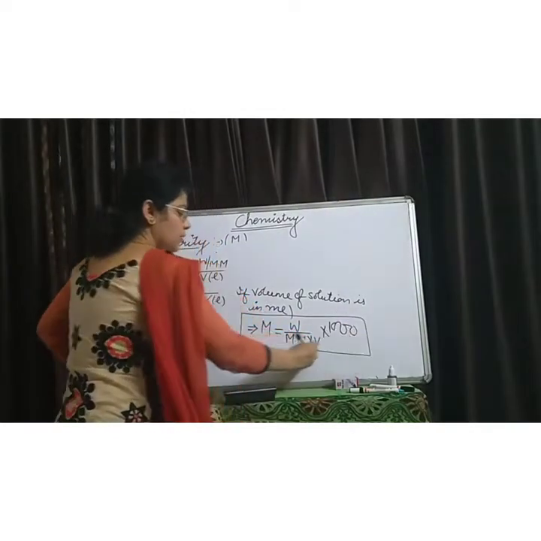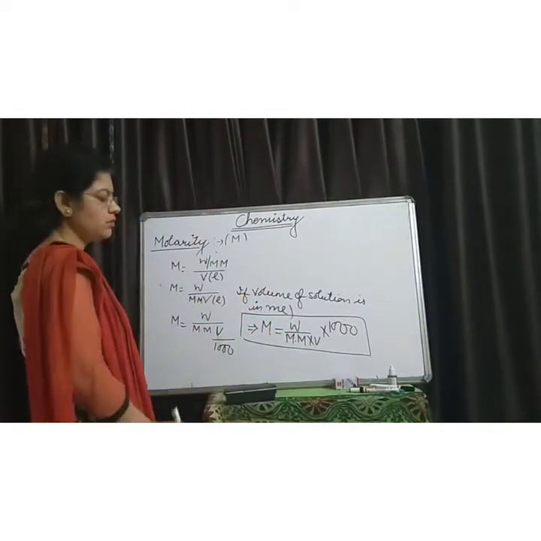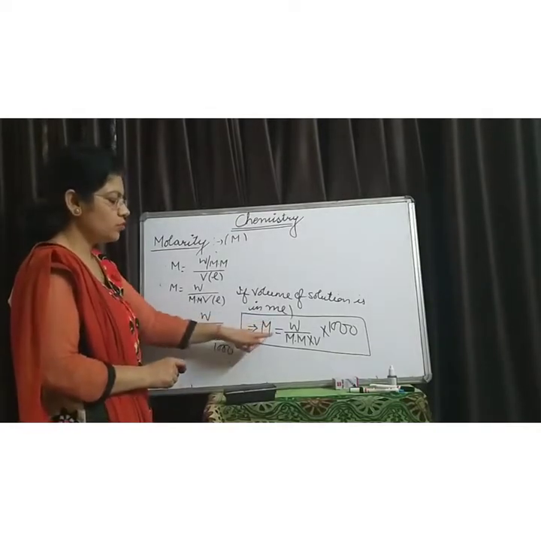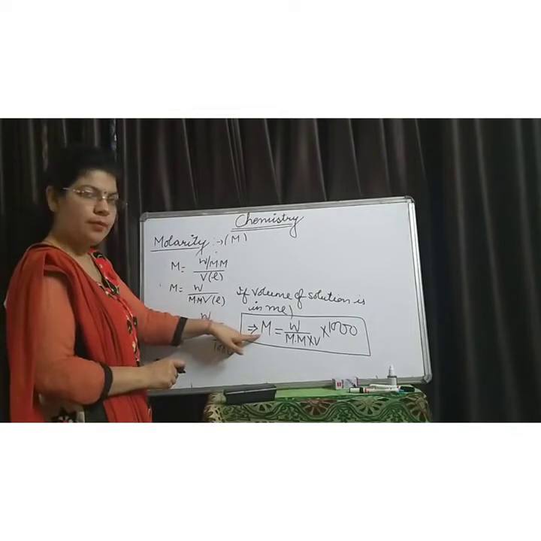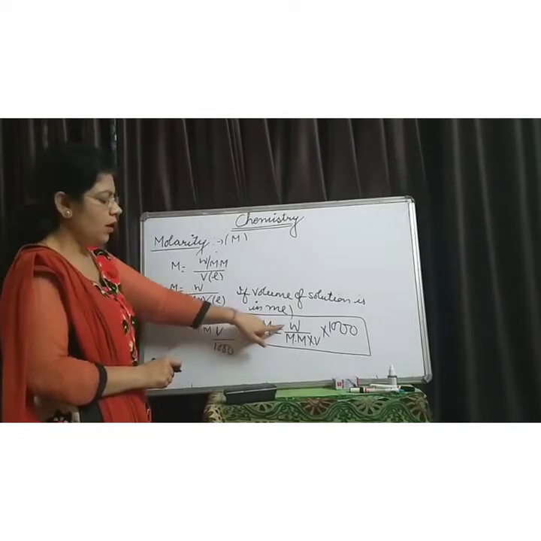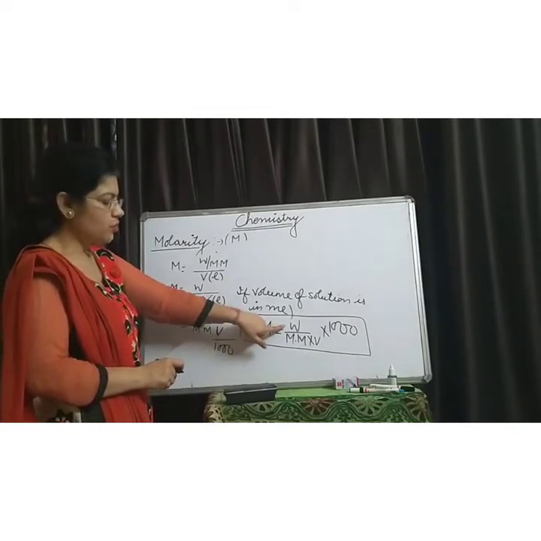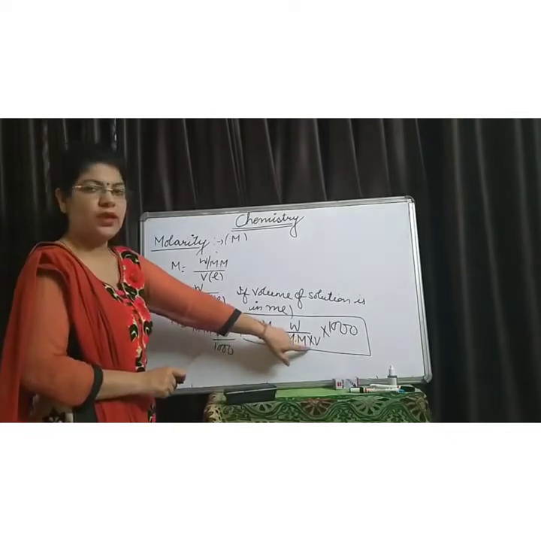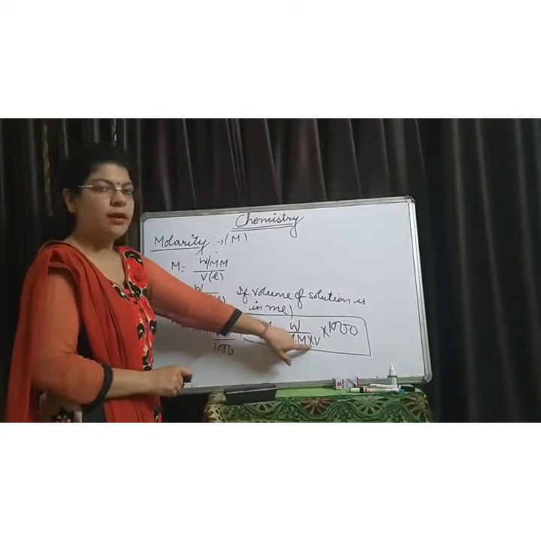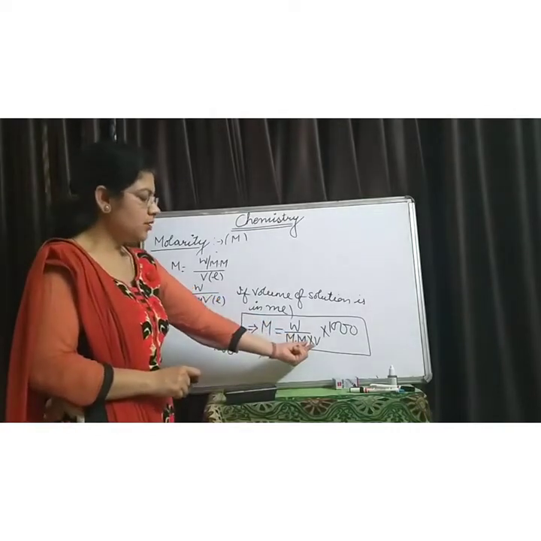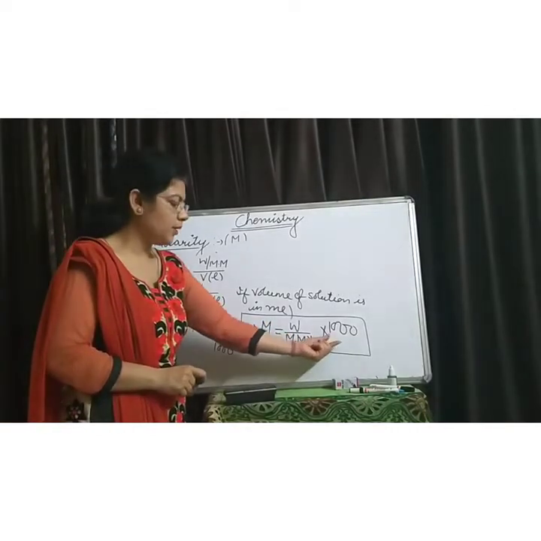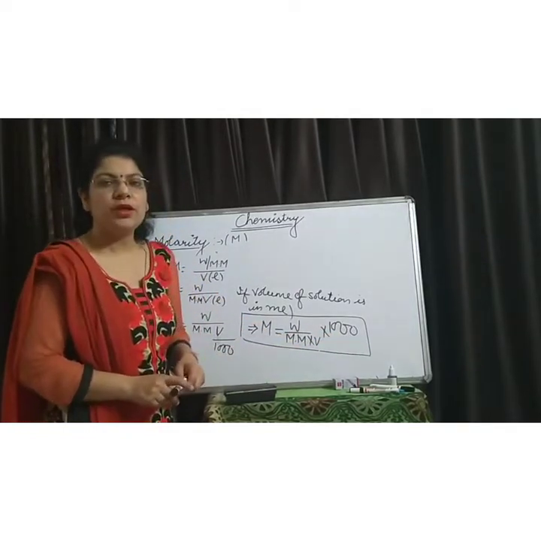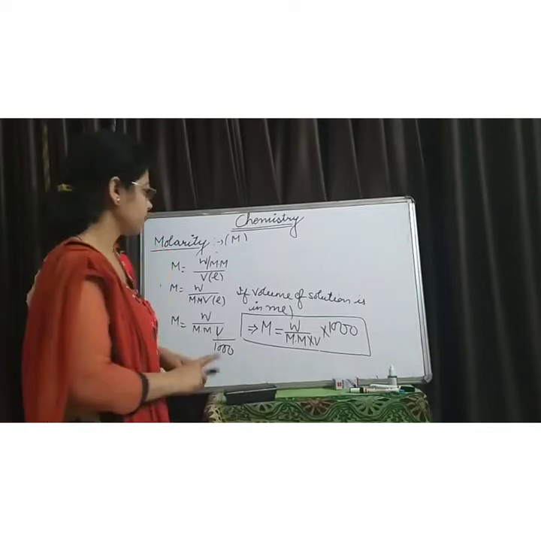This is the mathematical derivation to solve the molarity of a given solution. Here M is the molarity of the solution, W is the mass of the solute, MM is the molecular mass of the solute, V is volume in milliliter. As it is in milliliter, so we have to multiply it by 1000 so that it should be in liters.